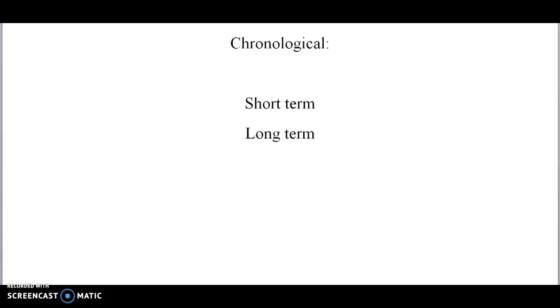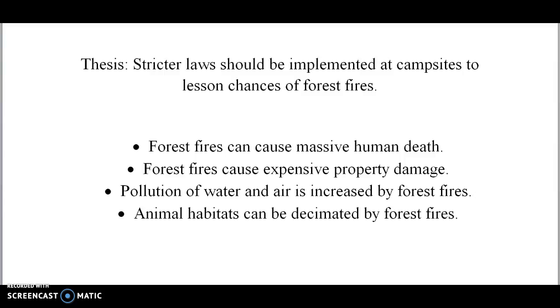So for instance, let's say I had this thesis, that stricter laws should be implemented at campsites to lessen chances of forest fires. And then I have my 4 reasons. Forest fires can cause massive human death. Forest fires cause expensive property damage. Pollution of water and air is increased by forest fires, and animal habitats can be decimated by forest fires.